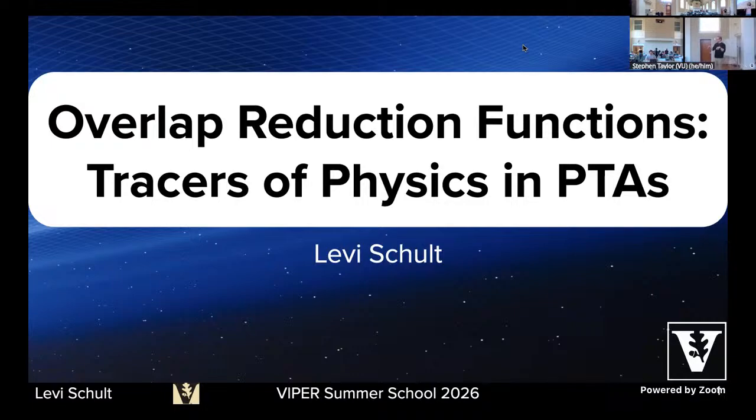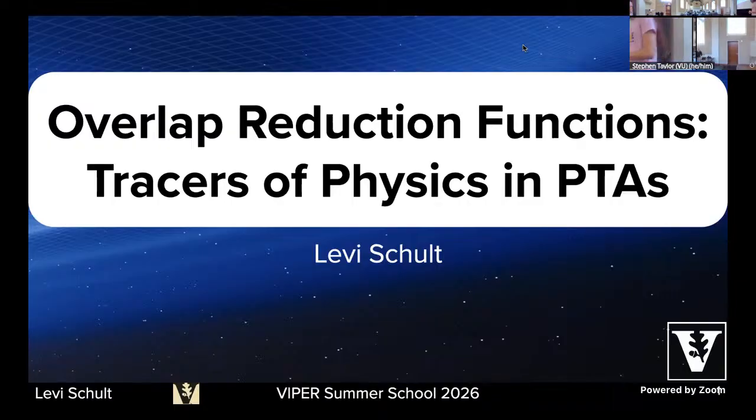There are a lot of hidden assumptions we make in deriving the Hellings-Downs curve. Levi Schult, who is a rising fifth-year PhD student here in the VIPER group, is going to unpack all that for us and show how we can tweak some of that physics. Thank you.